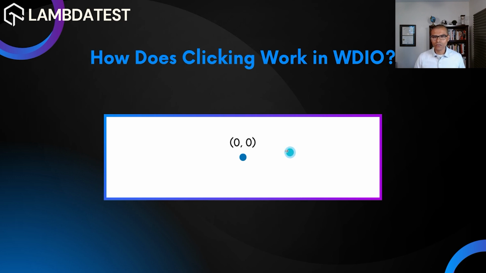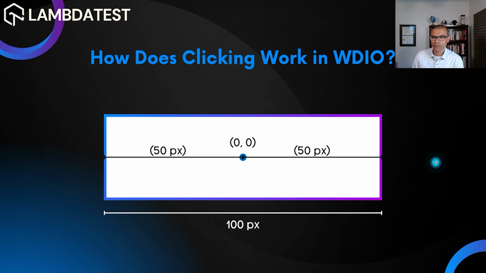All right, so it used to be that clicking would happen here at the top left corner, but things have changed over time, and now the clicking happens right at the middle of the element. And now let's have a look at a hypothetical example. Let's just say that this element right here is 100 pixels across. Okay, that's the width of the element, 100 pixels.